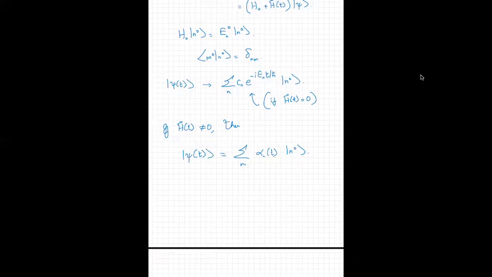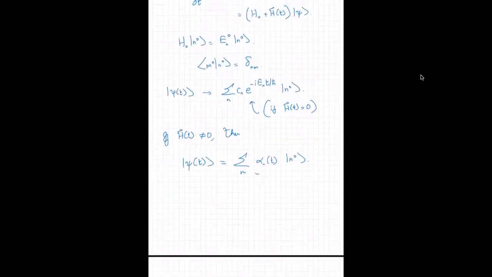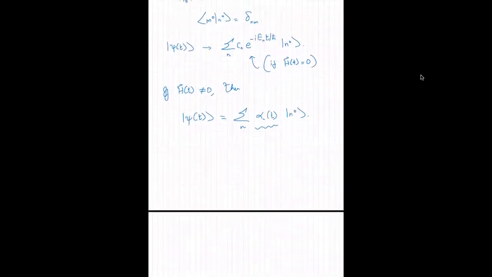Okay. Now, I would like to understand what part of this alpha n of t arises because of the presence of h tilde t, and what part of this time dependence is because of the h0. Remember, if I did not have any h tilde, my time dependence would only go as e to the minus i En0 t over h bar. So I want to peel off the dependence on time because of h0 from the time dependence arising out of h tilde.